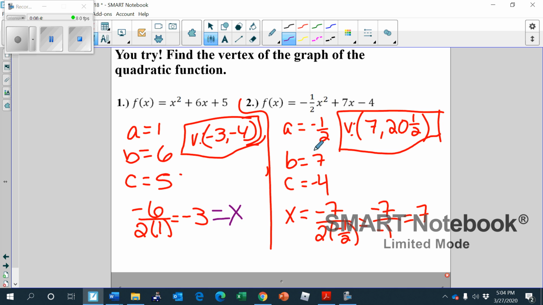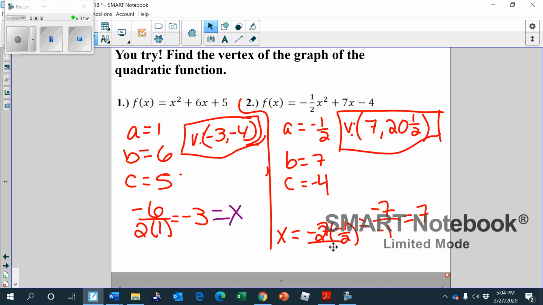A is -1/2, B is 7, and C is -4. So you have opposite B. So again, -7 divided by 2 times -1/2. Let's see if I can bring that down so you can see it a little bit better.